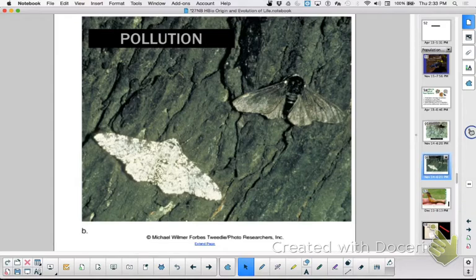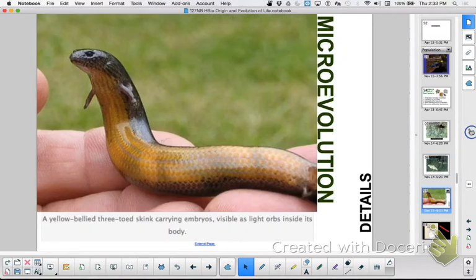The other example I gave you was the 3-toed skink who carries the embryos within. As long as they'll still interbreed, they are the same species. But if they do not interbreed anymore, then they are a new species, and that would be macroevolution.